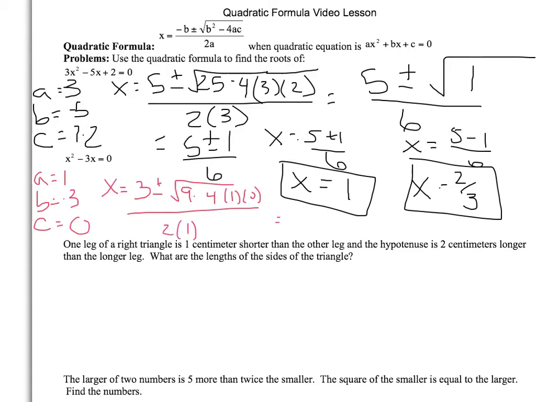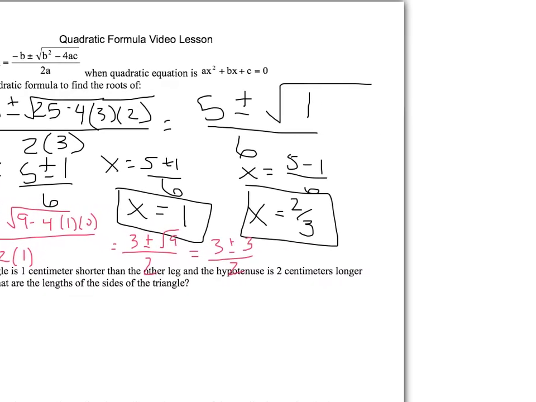Well, if you look under that radical, 4 times 1 times 0 is just a 0. So we really have 3 plus or minus the square root of 9 over 2. The square root of 9 is also a nice number. It's a 3 over 2. Again, at this point, we separate it into two problems. Let me see if I can find some room. I'll write it over here.